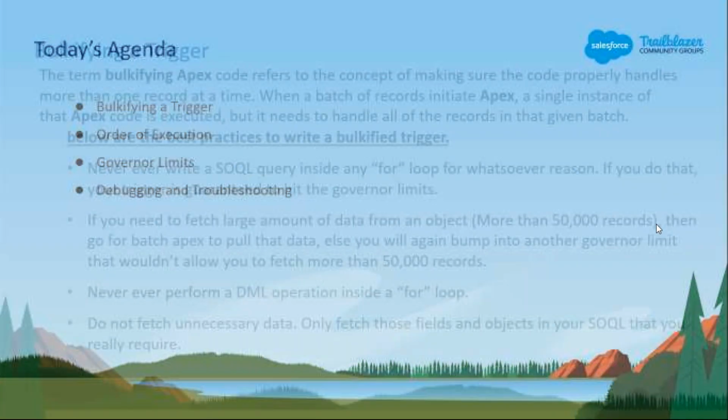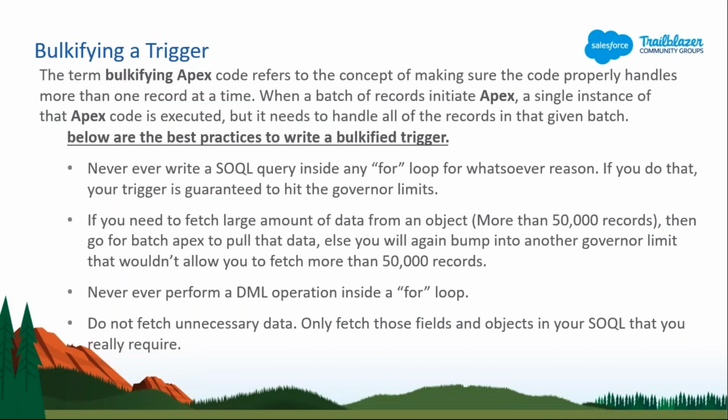So the first one is bulkifying a trigger. The word itself says it: how to bulkify, and why should we bulkify a trigger. What does bulkification mean? A trigger or any Apex class, if we don't bulkify it, will most of the time perform this way on a trigger. If we don't bulkify a trigger, then it will only work for a single record.